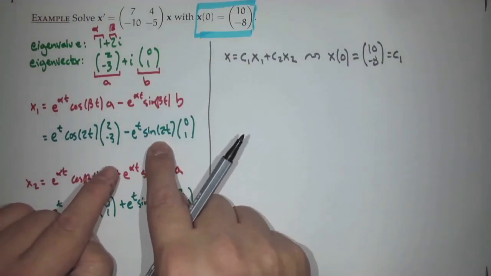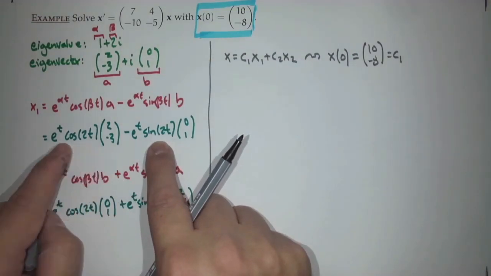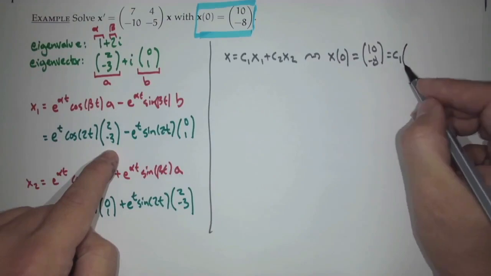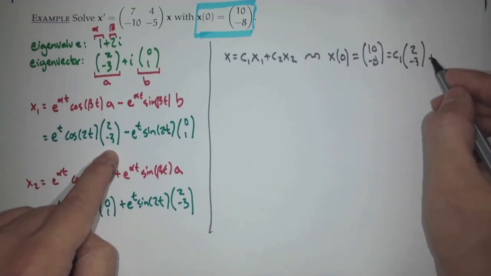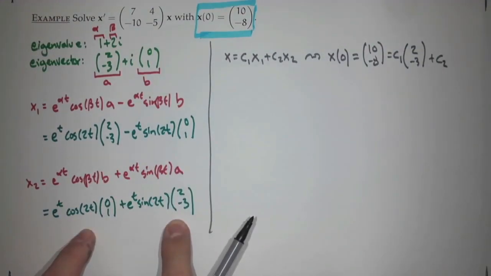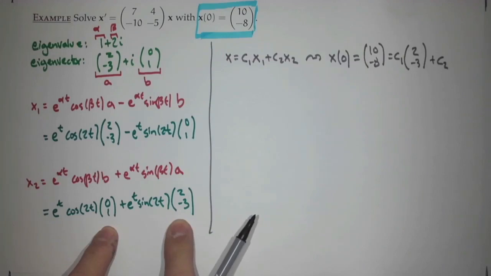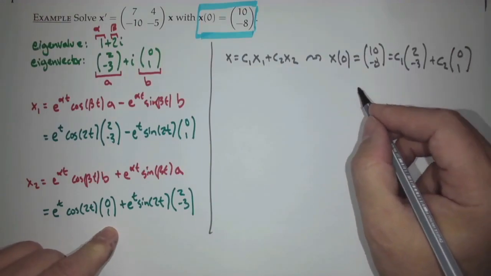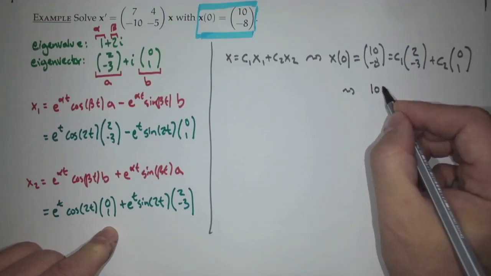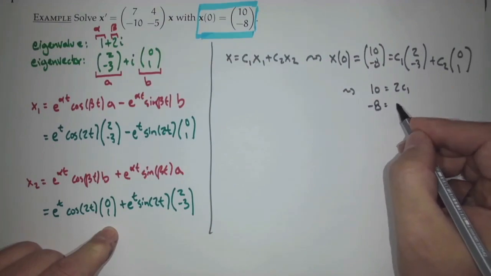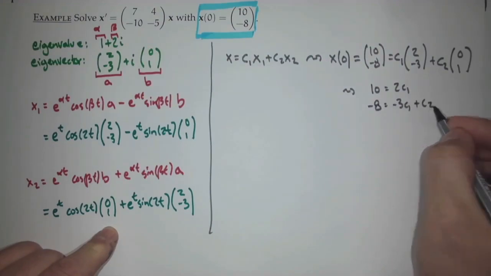So the nice thing about sine of 0 is it's 0. Cosine of 0 is 1. E to the 0 is 1. So we're left with (2, -3), plus some constant c2. Okay, now plug 0 into x2. You get (0, 1), because the sine part will make the second piece go away, and then you have 1 times this vector (0, 1). Okay, or if you look at the first row, it says 10 is 2c1, and the second row, negative 8, is minus 3c1 plus c2.